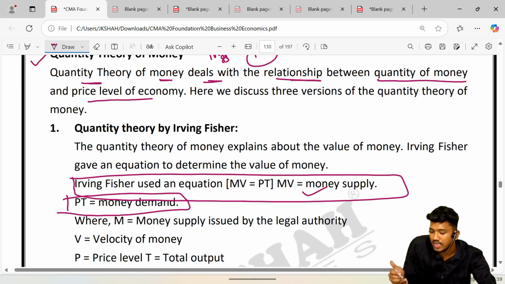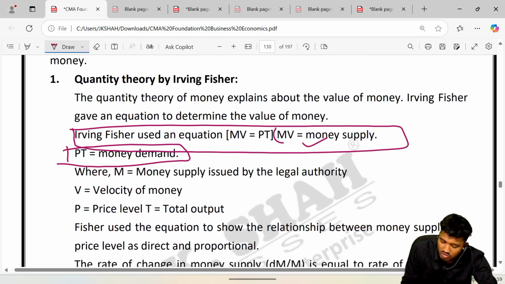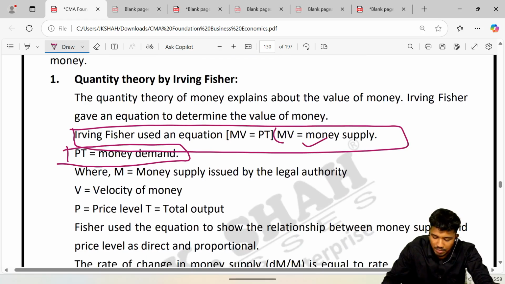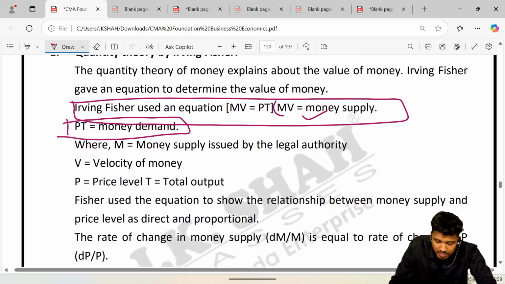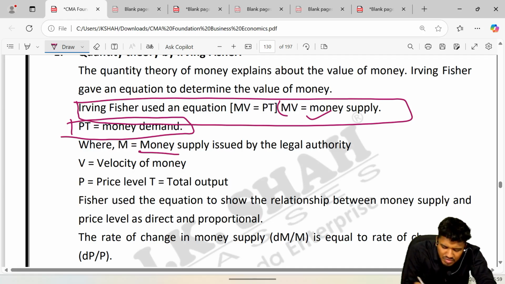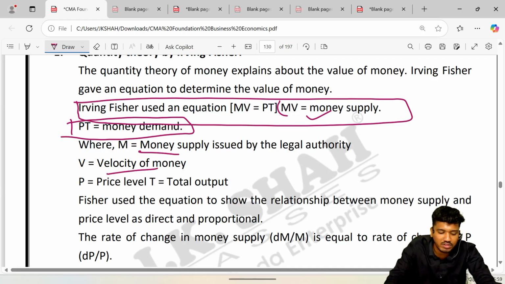Collectively MV is called money supply, and collectively PT is called demand for money, but individually they have some different annotations also. M is money supply. V is velocity of money. What is the meaning of velocity of money?